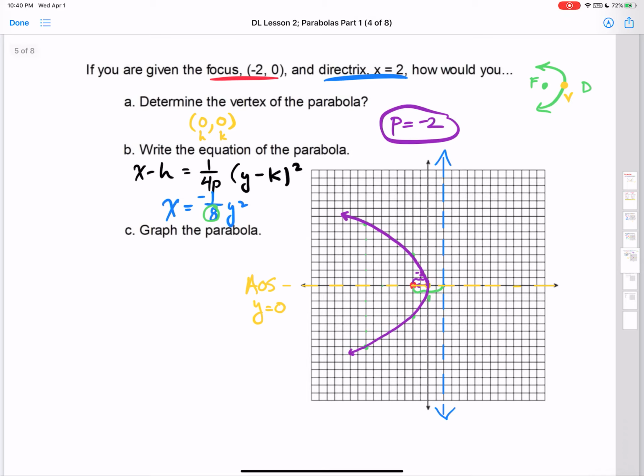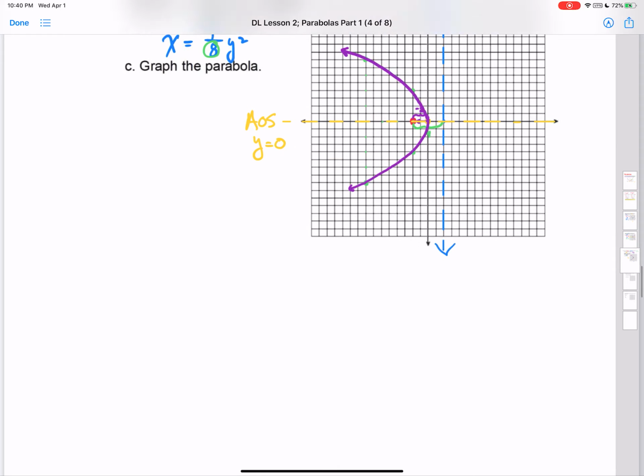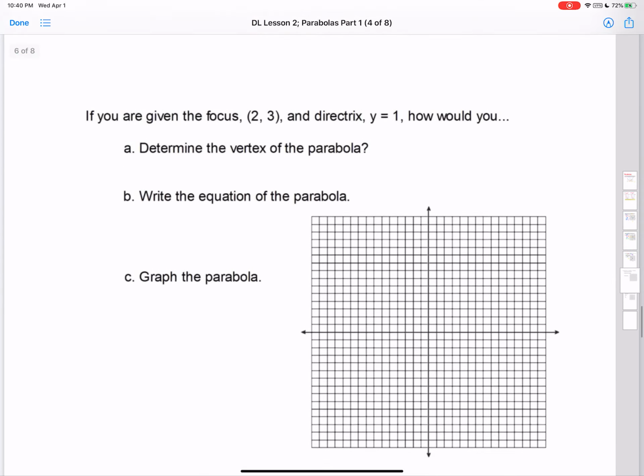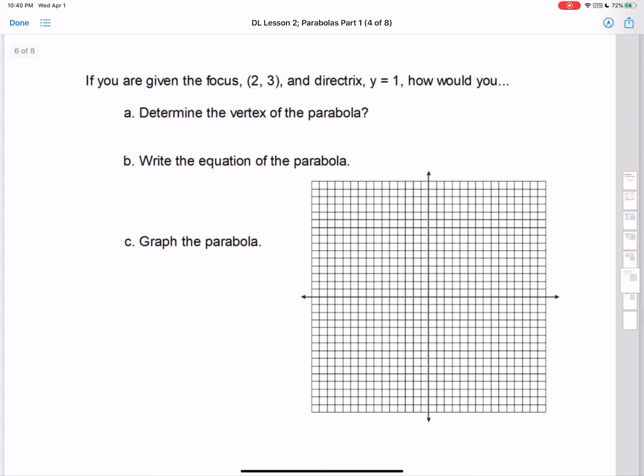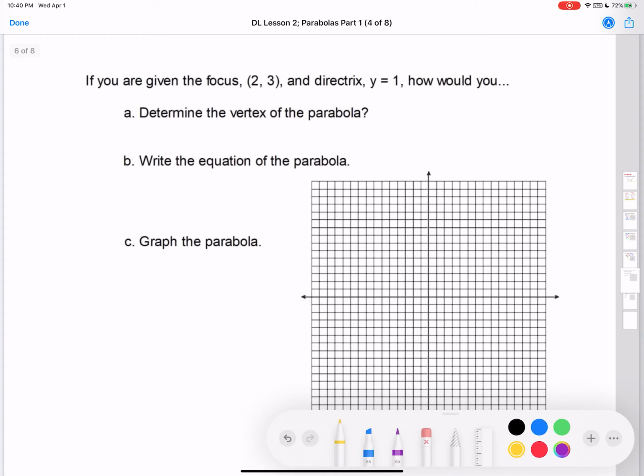All right, so that wasn't too bad. We're just going to take the information that we know, we'll plot it in, and then we'll go ahead and see what the rest of the graph looks like. So let's take a look at this one. Same thing. Here we know what the focus is. The focus is at 2, 3. And we know what the directrix is.